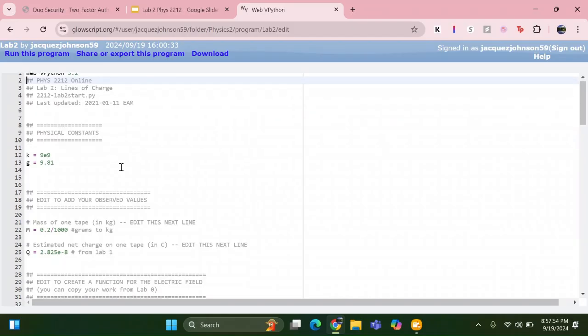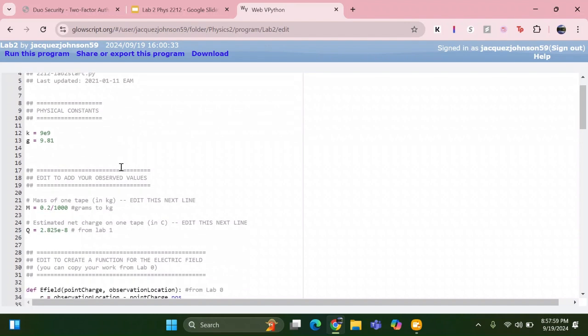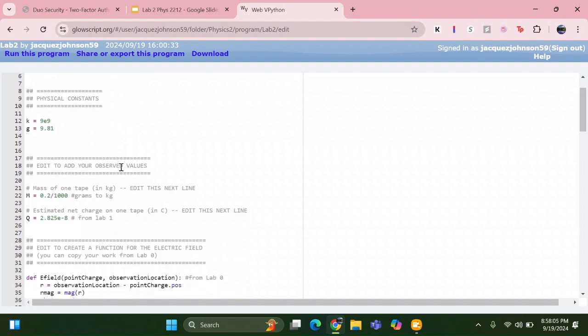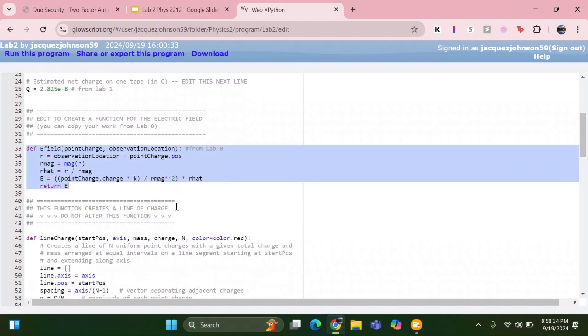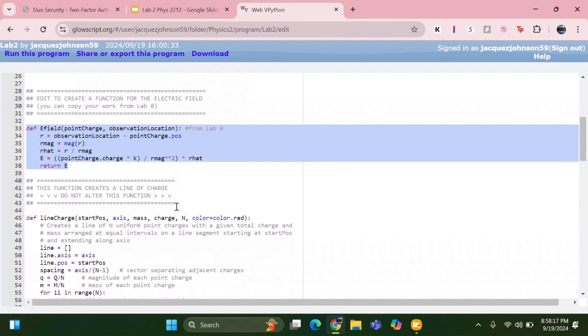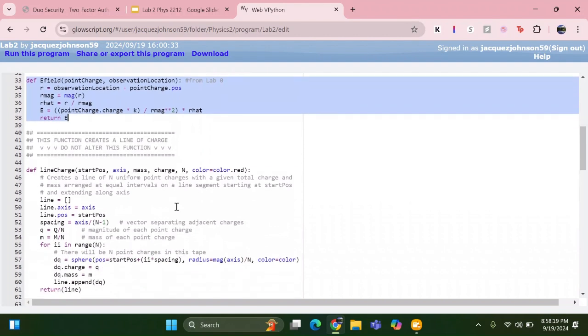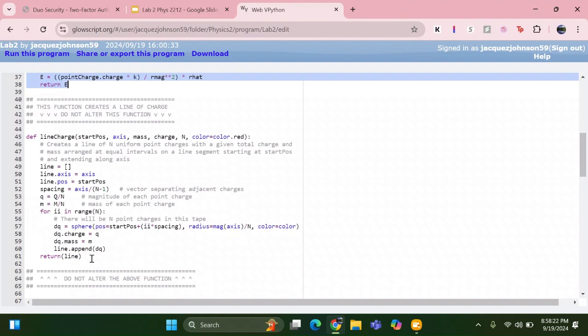So now to talk about my code, just starting at top, we have our constants that we set for K and G. Looking into the mass, we just divided by 1,000 to convert it from grams to kilograms. Q we're going to pull from lab 1, which I then edited to get 2.825 to get that correct number. Then we have our E field function that we defined earlier from lab 0. We're going to use that to quickly calculate E fields instead of having to manually do it. Then we have the given line charge formula, which is going to calculate the magnitude of each point charge, the mass of each point charge, and then we're going to make different point charges so we can add them all up.